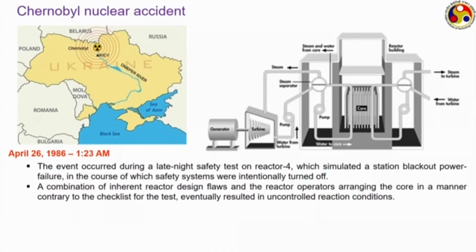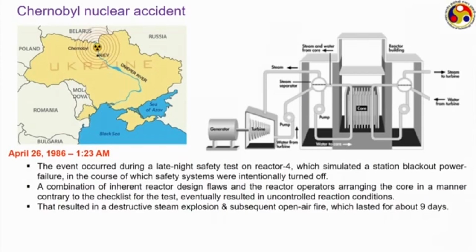Because of some inherent reactor design flaws, and the reactor operators not following the proper procedure while doing the experiment, that led to uncontrolled reactor operation. You probably remember that one big problem with the initial designs of RBMK reactors, like the one in Chernobyl, was positive void reactivity feedback, which leads to an unstable reactor, and that is what happened.